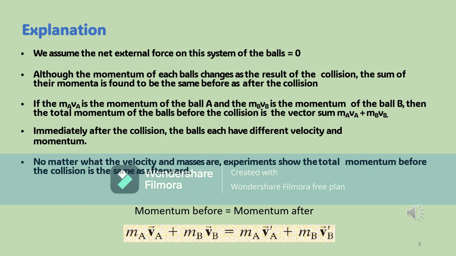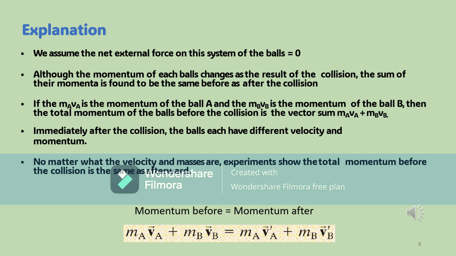Let's consider an example with numbers. Suppose the cue ball has a mass of 0.2 kilograms and is moving at 2 meters per second before it hits a stationary ball of the same mass. The cue ball transfers its momentum to the second ball. Let's see what happens.